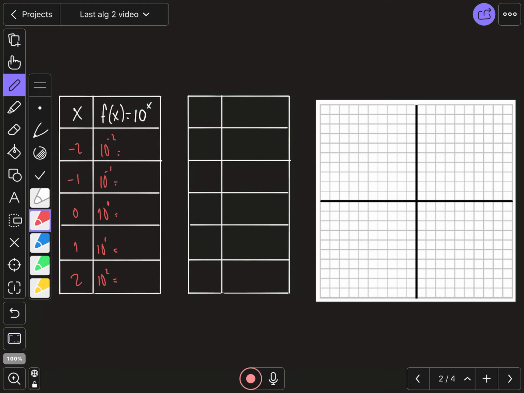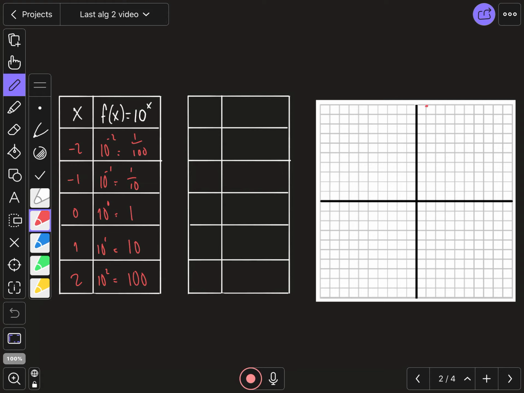So 10 squared is 100, so we get the point 2, 100. 10 to the first is 10, so we get the point 1, 10. 10 to the 0 is 1, so we get the point 0, 1. 10 to the negative 1 is 1/10. And then 10 to the negative 2 is 1 over 10 squared, which is 1 over 100. And so we can evaluate those points all really easily. So even though they're not super easy to plot, because 2, 100 is a big point, we can find the values at least. So we got 1, 10.